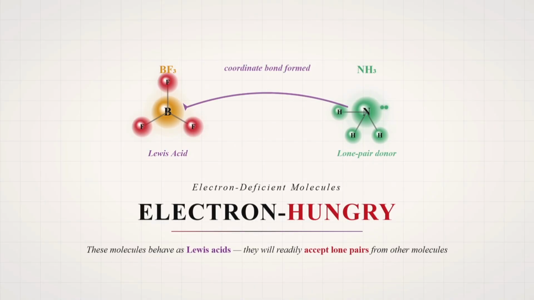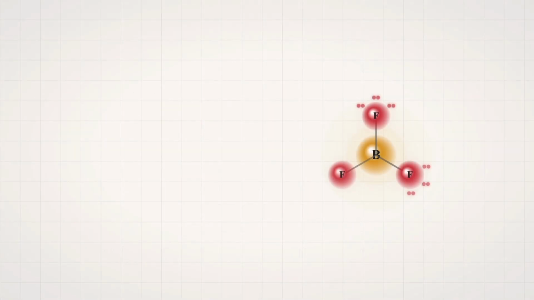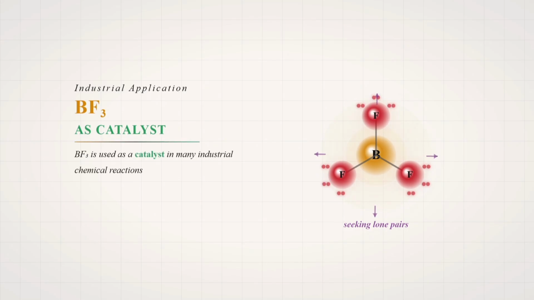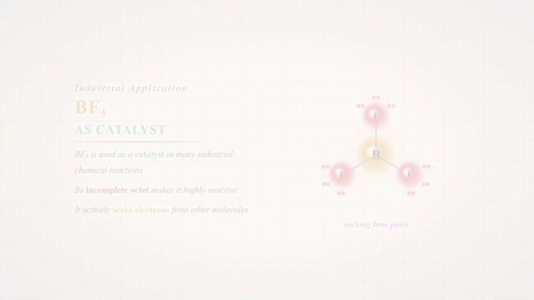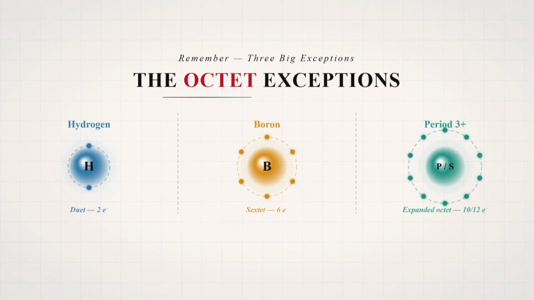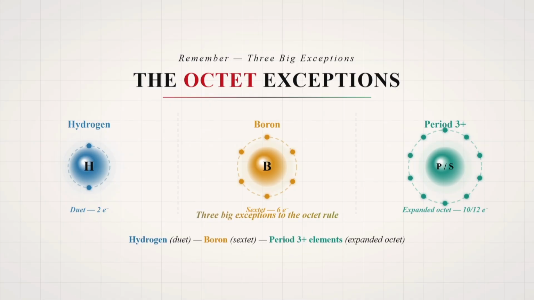They behave as Lewis acids. They will readily accept lone pairs from other molecules. This is why BF3 is used as a catalyst in many industrial chemical reactions. Its incomplete octet makes it reactive. Remember, hydrogen, duet, boron, sextet, and third-period elements, expanded octet, are the three big exceptions to the octet rule.